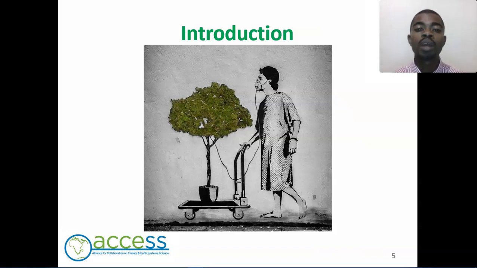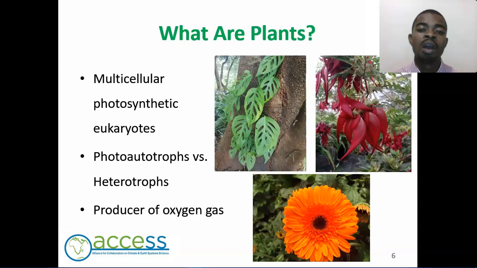Okay, so what are plants? Well, plants are eukaryotes. So a eukaryote is a cell that has a mitochondria, which is like a mini ESCOM inside. So this mitochondria is responsible for the energy generation in the particular cell. So plants have a lot of ESCOMs.